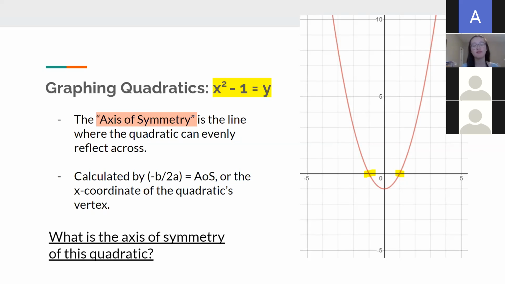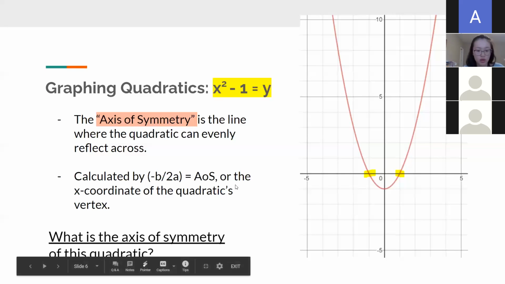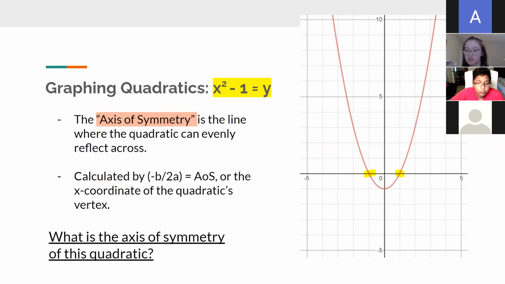But if you only have the equation of the quadratic itself, you can calculate it by taking -b divided by 2a. So does anybody know the axis of symmetry of this quadratic? You can choose not to do it algebraically and just look at the graph.